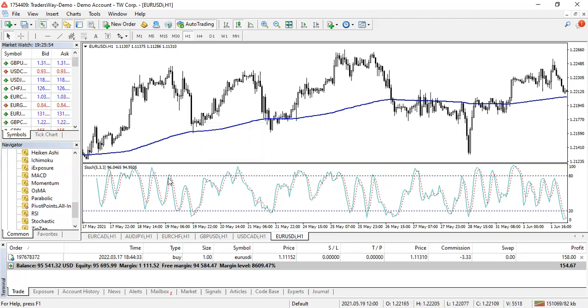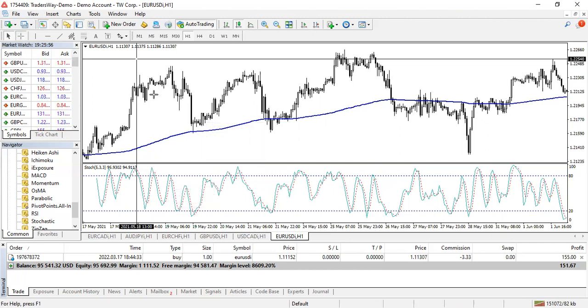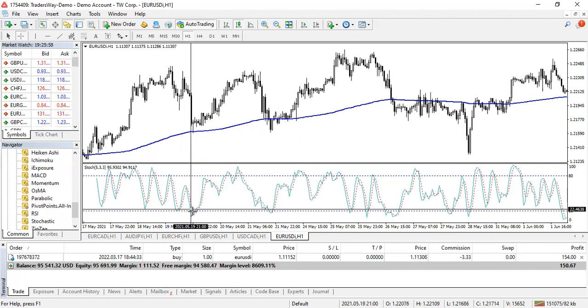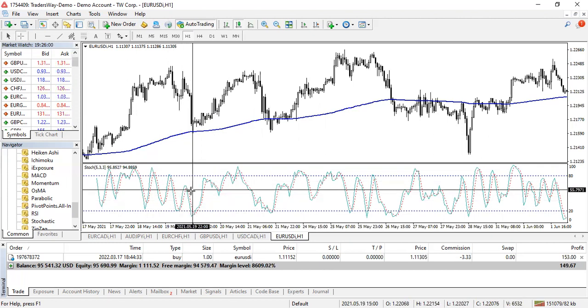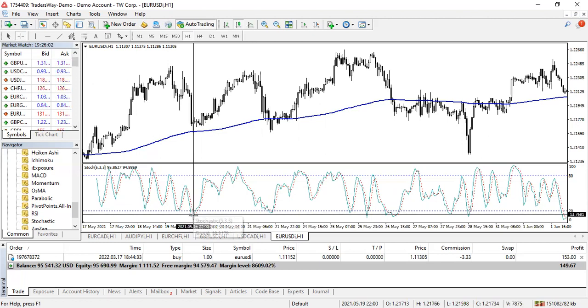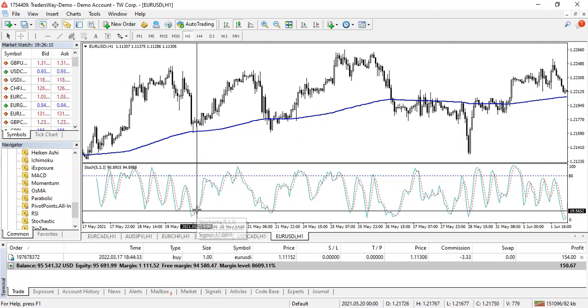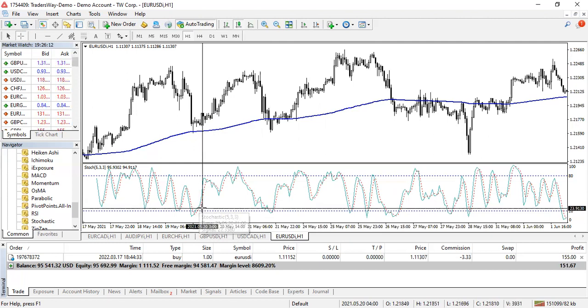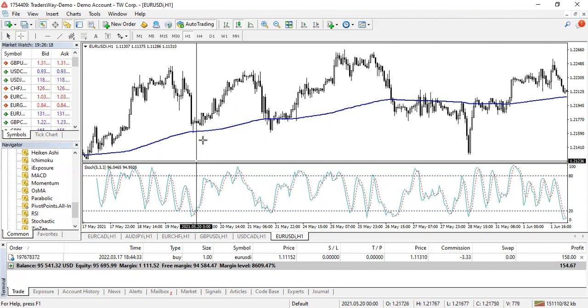Then I'll wait for my stochastic to also give me a buy signal here. As you can see, it goes here and it tells me the market has already oversold. So the only opportunity I'll be going for is to buy this particular market. So at this point here, I can enter my trade.